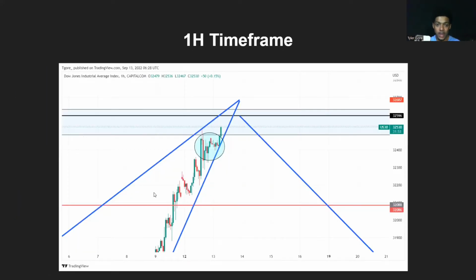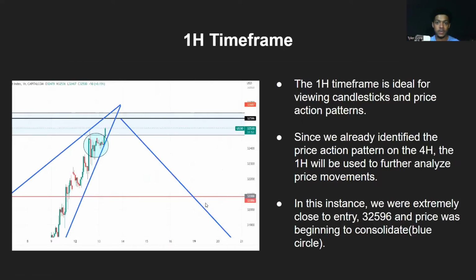And then the 1 hour, basically, guys, this is what it looks like on the 1 hour. As you can tell, this black line here is actually going to be our entry point. Since we already saw that the price action pattern was happening on the 4 hour and not the 1 hour, we're just going to further analyze price as we zoom in, to see what's happening the past couple hours. And like I said, in this instance, we were really close to entry, this black line here, and price was beginning to consolidate, right? So move sideways, and this is in the blue circle right here, right?